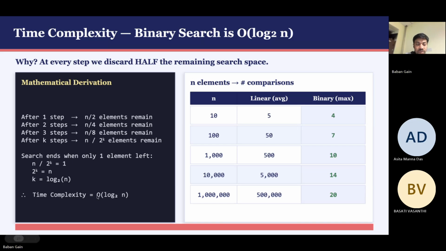So the time complexity is log base 2 of n. So let's say I have like 120 elements. It is proportional to the log base 2 of the number of elements. Okay.